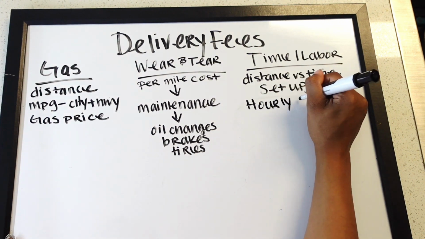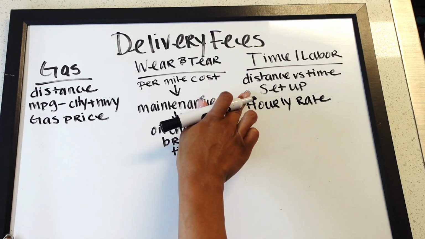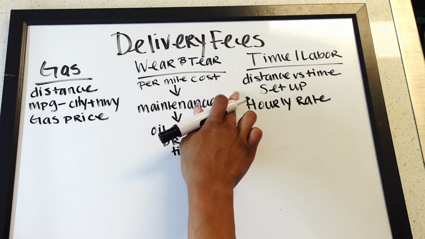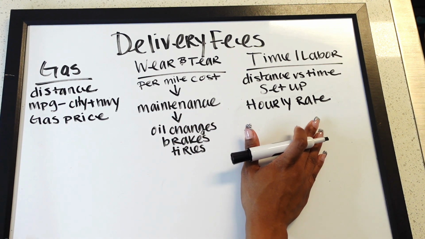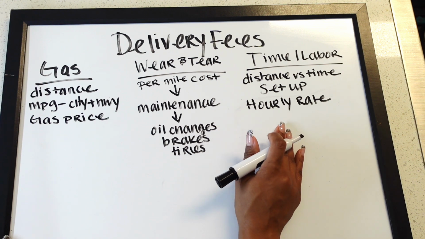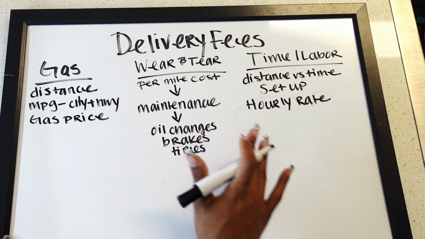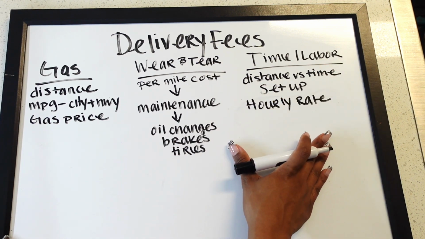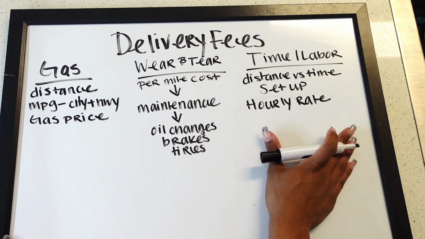What are you going to pay yourself hourly to deliver and possibly set up anything at the venue? So you decide this. I don't usually advise people on what they should pay themselves hourly, but you would decide what you want to compensate yourself for hourly, and this will be your take-home profit. This will be the money that you are specifically compensated for your time and any labor associated with delivering the cake.